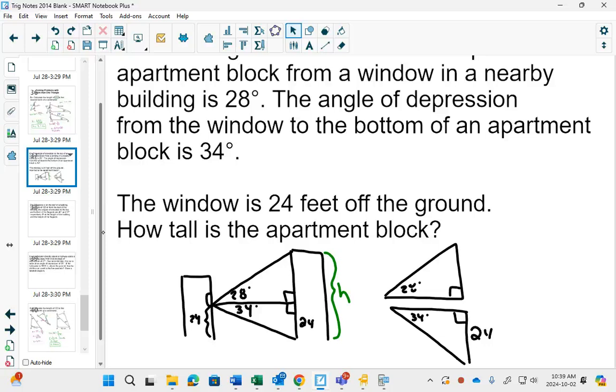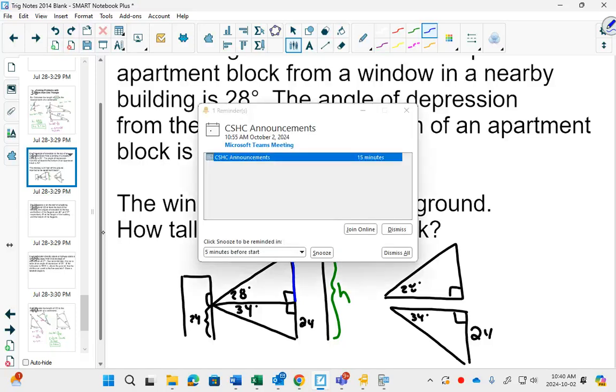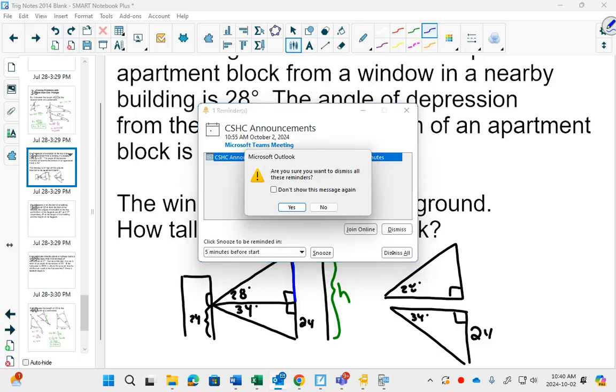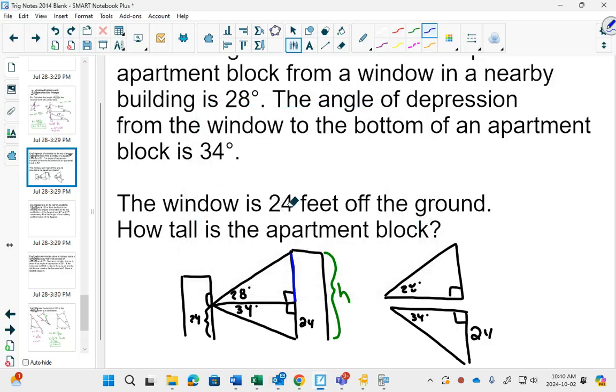Can you see that you would probably want to know this blue line? If I told you that, it would be really easy just to add it to the 24 and you'd find the whole height. This is how we problem solve. We first ask, what are we trying to find? And then we ask, what is the most useful thing that would help me with that? And that's this blue line. That's the most useful thing.